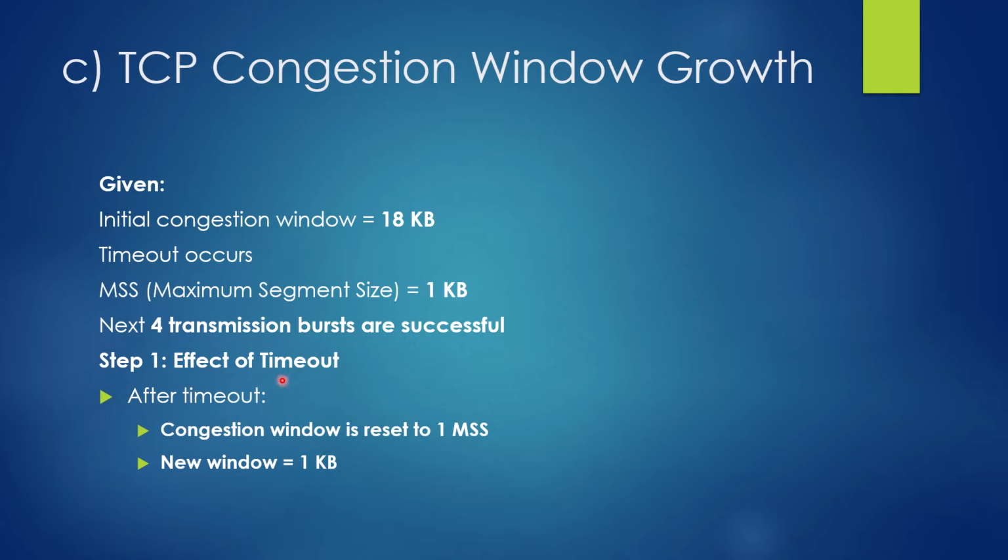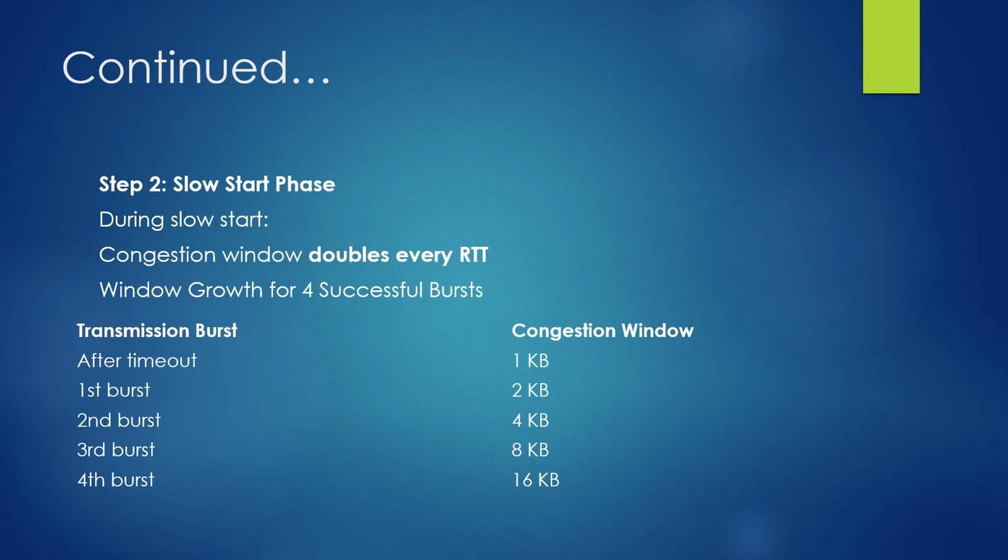First step, what is the effect of timeout? Once the timeout occurs, the congestion window will be set to a maximum of 1 MSS. So the new window will be 1 kilobyte. You have already got it, right? MSS, maximum segment size 1 KB, you get as the new window once the timeout occurs. So what happens after that? Slow start phase. Second step.